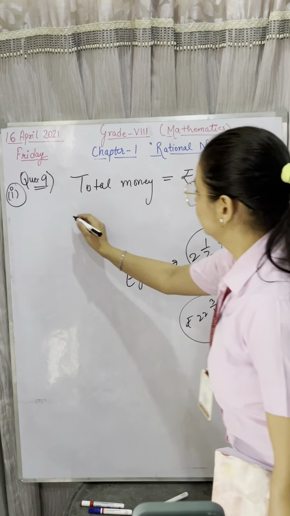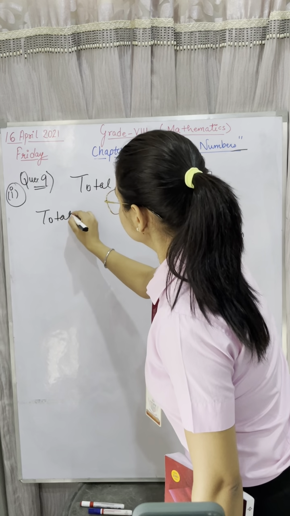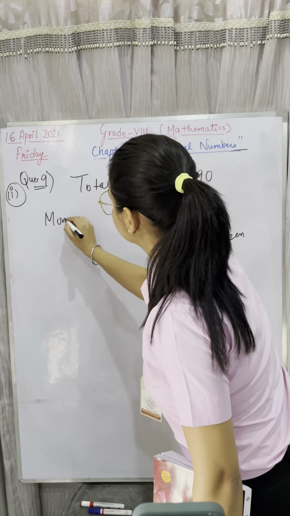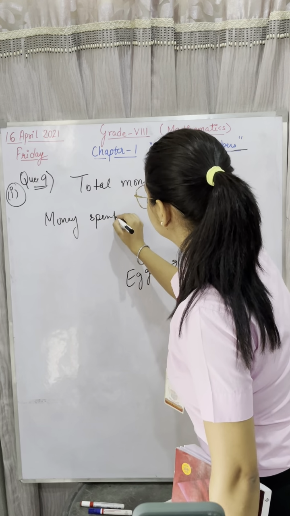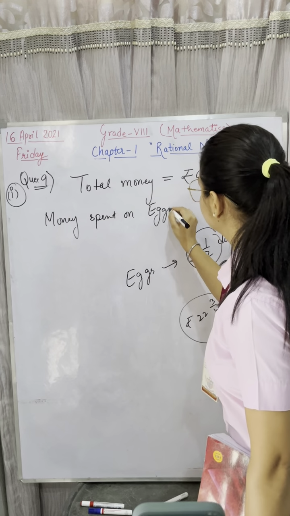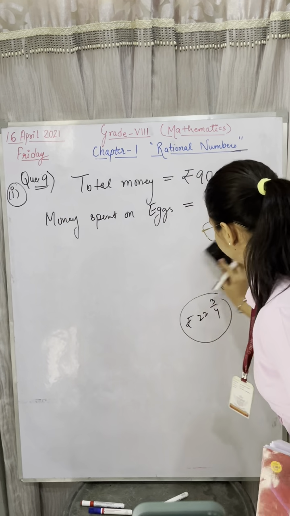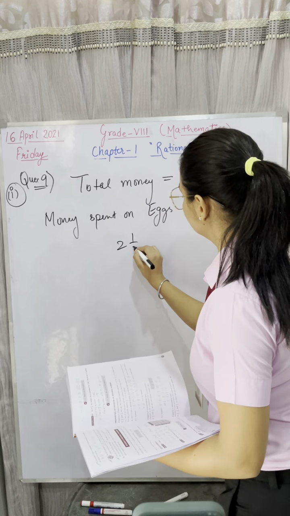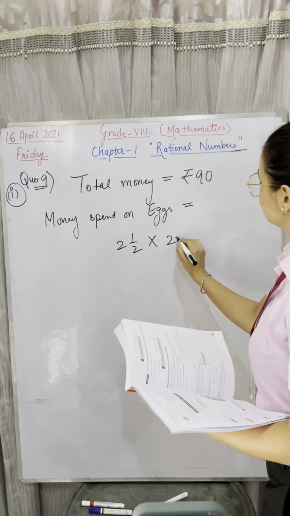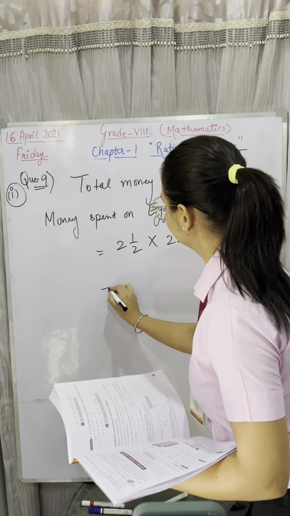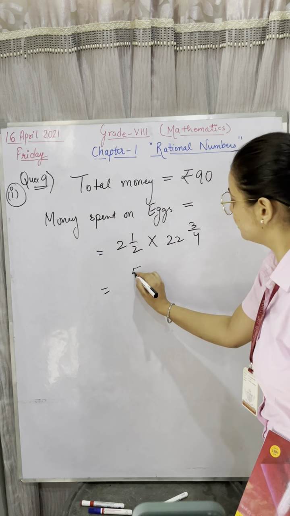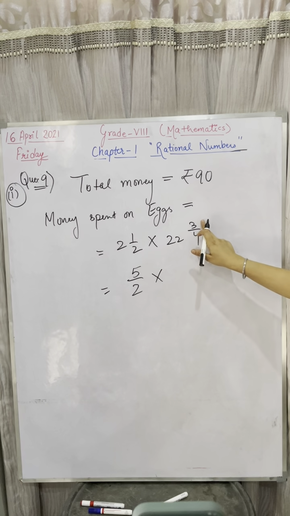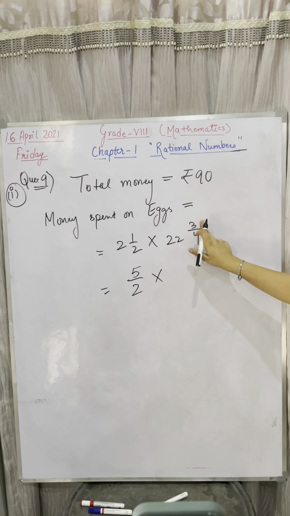Now right here, you can write: money spent on eggs is equal to 2 1/2 multiplied by 22 3/4. Please open the mixed fractions. 2 into 2 is 4 plus 1 is 5, so 5/2 multiplied by 22 into 4 is 88, 88 plus 3 is 91. So 91/4.